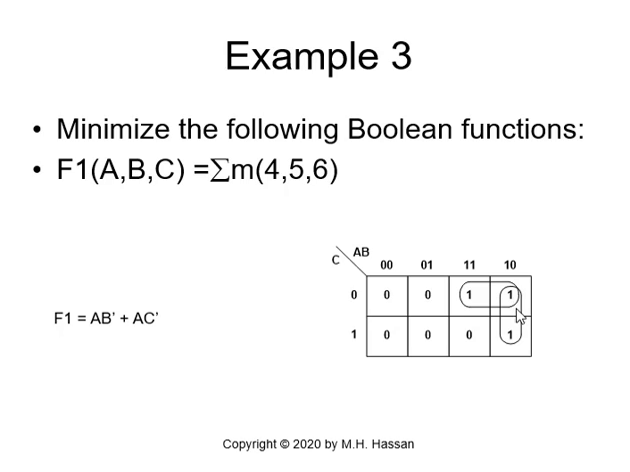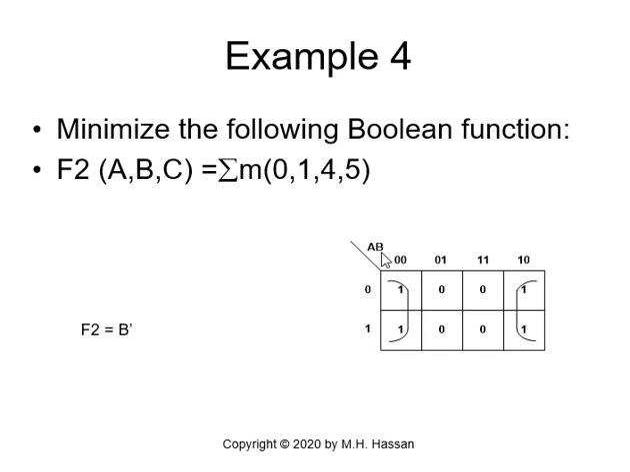With these two groups, the vertical group will give me A, B prime, because C will cancel out with the 1. And in this group, the 1 will cancel with the 0 for the B, so I have A and C prime. So I will have A, C prime for the horizontal pair.